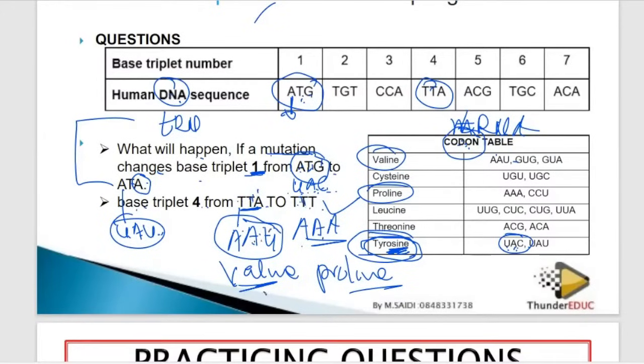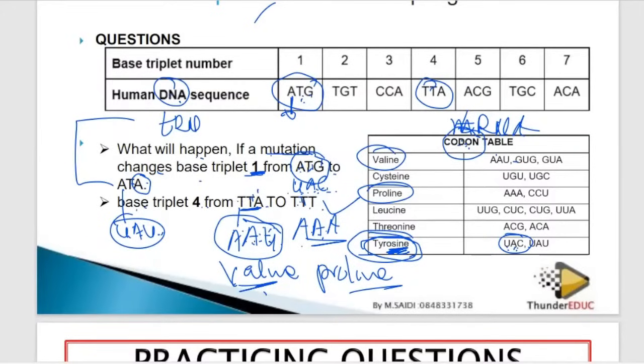This code is for valine, and then this, you write this in full, AAA, which codes for proline. Therefore, a different protein will be formed because of the different amino acid. That's scenario number 2. Scenario number 3, yes, one scenario will come.